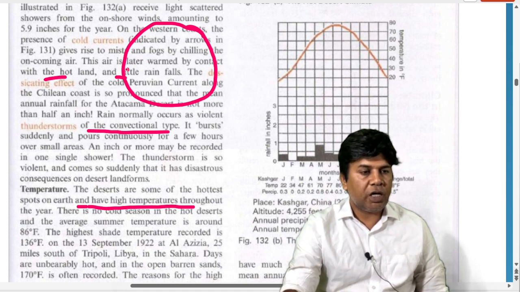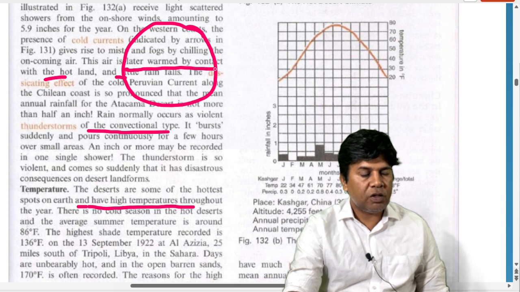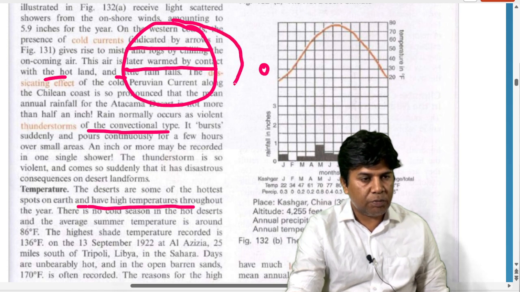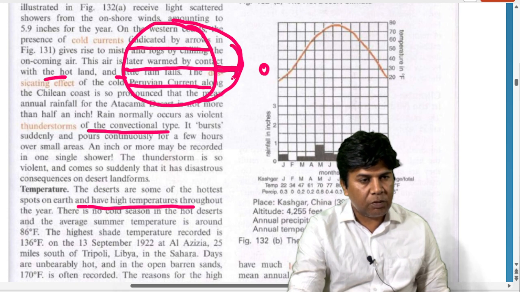Otherwise, actually, the highest temperature should have been found on the equator, given the fact that the sun remains almost vertical over the equator. But still, the highest temperature is found in the subtropical high pressure belt. So there are two reasons why exactly these areas have the highest temperature in the world. First, once the air rises, it collides with the tropopause and gets bifurcated into two parts. One part moves northward, another part moves southward.